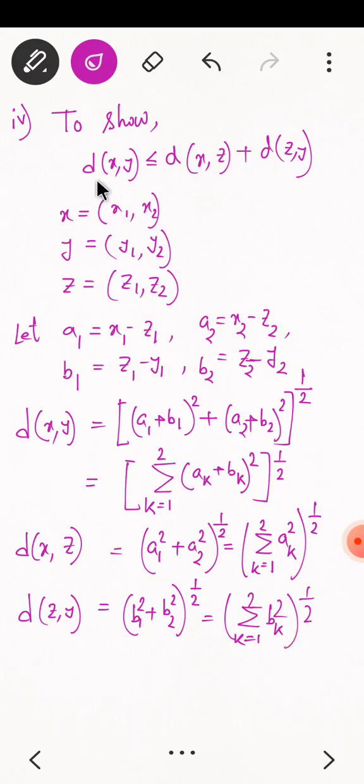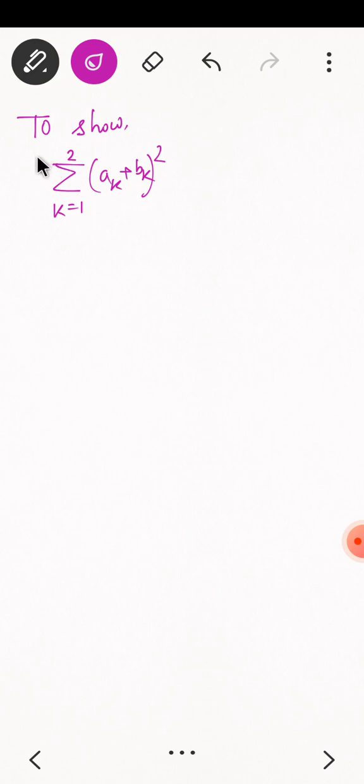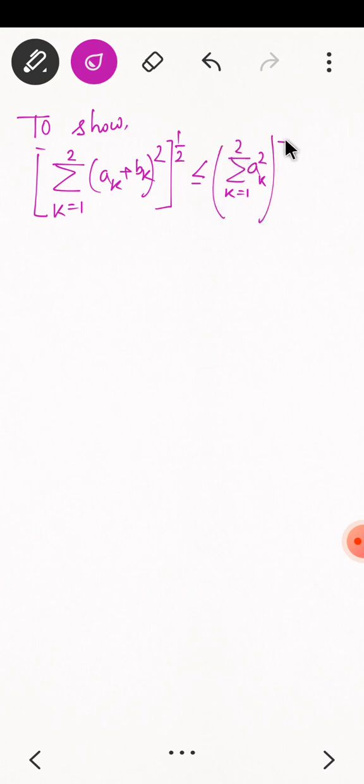To show that d of xy is less than or equal to d of xz plus d of zy, that is to show the summation over (ak plus bk) square, k varies from 1 to 2, whole root, is less than or equal to the summation over ak square, k equal to 1 to 2, whole to the power half, plus the summation over bk square, k varies from 1 to 2, whole to the power 1 by 2. Now we square both sides.